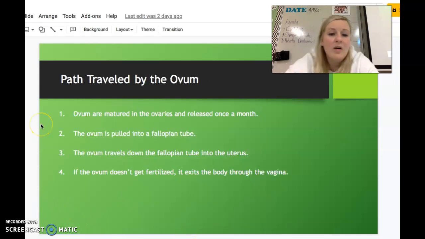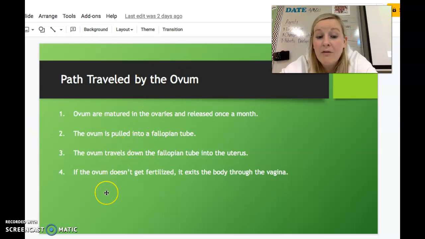The path traveled by the ovum, we just have these 4 simple steps. So now we're back in the other form of the gap notes. So if you need to pause this again to go back into those gap notes.